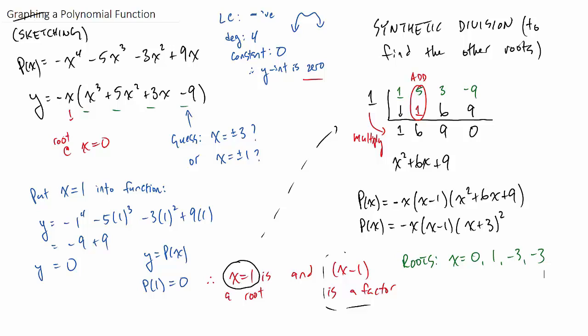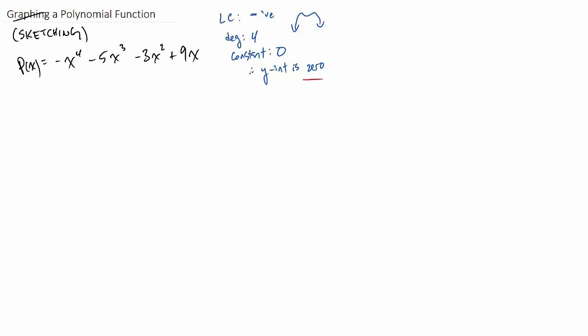So I'm going to clean up the screen a little bit and rewrite that function. What we say now is we've got it in factored form. So this is called the factored form of the polynomial. It helps to find our roots.